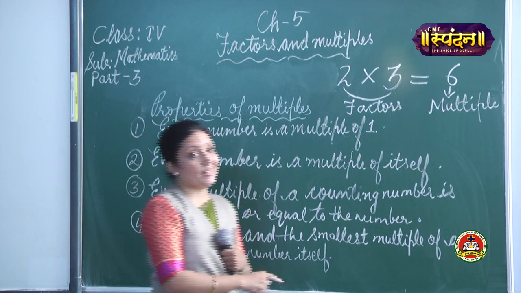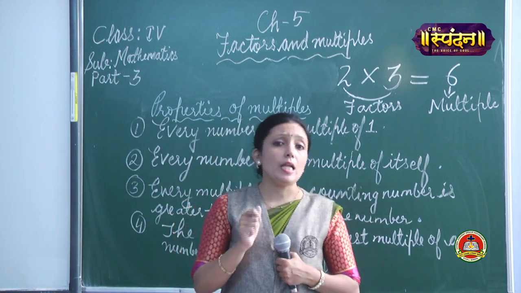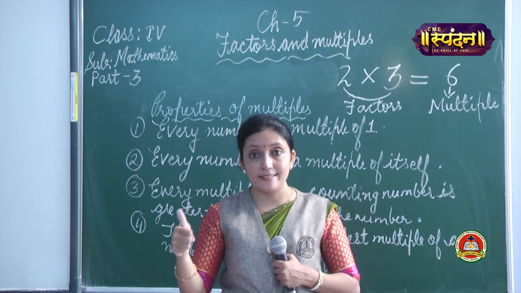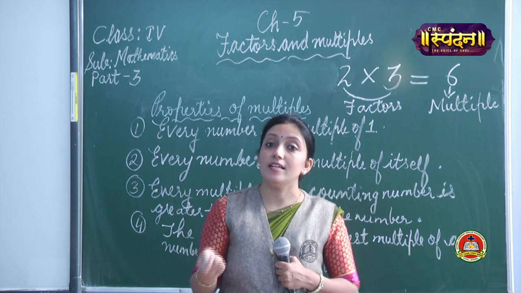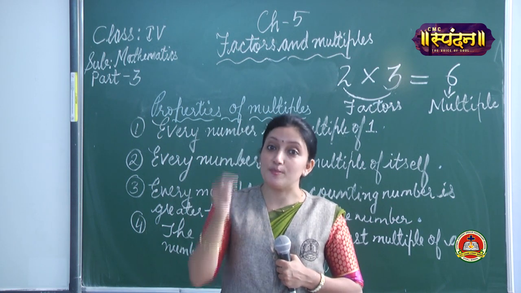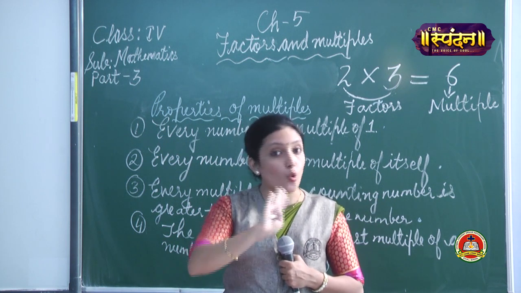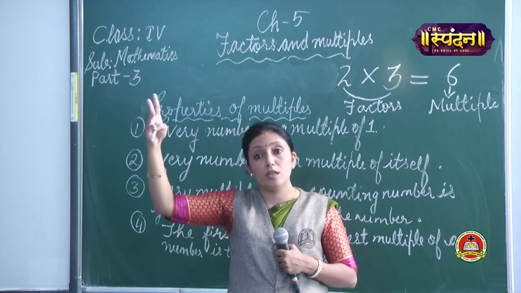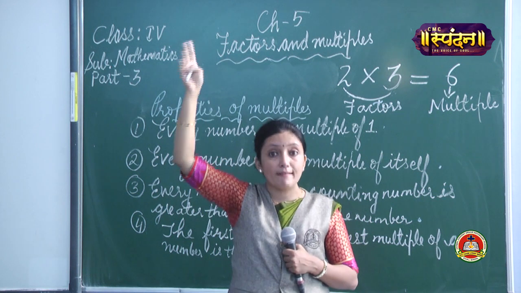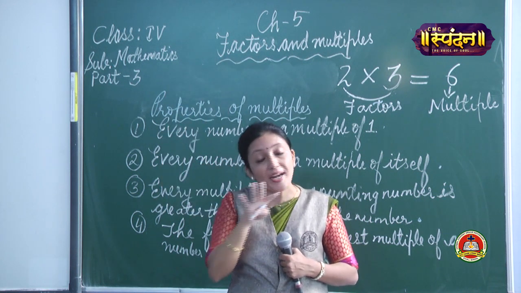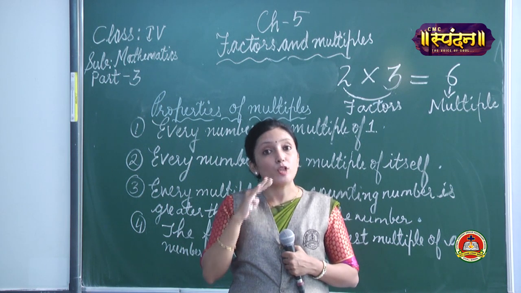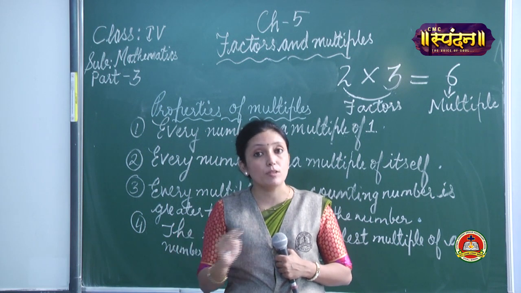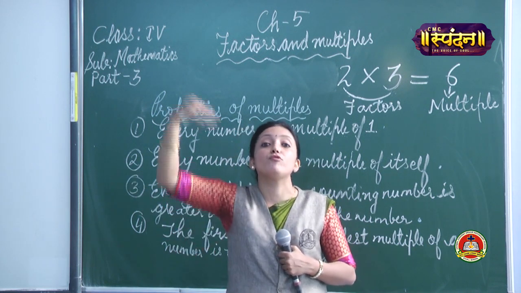One more thing you should remember: as we have studied in factors, the smallest is 1 and the greatest is the number itself. But in multiples, the smallest is the number itself and there is no greatest, because it is infinite. I can multiply 10 with 100, 1000, 10,000, 1 lakh, 10 lakh, crores. There is no ending in that, so I am not able to find the greatest multiple. It is not possible.